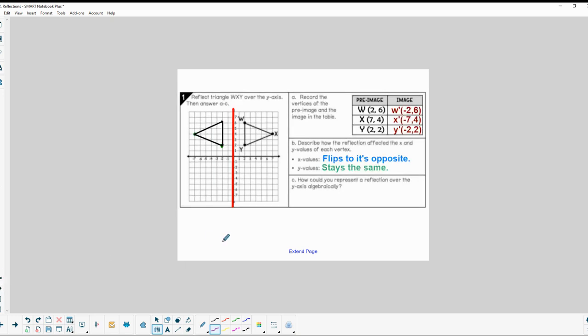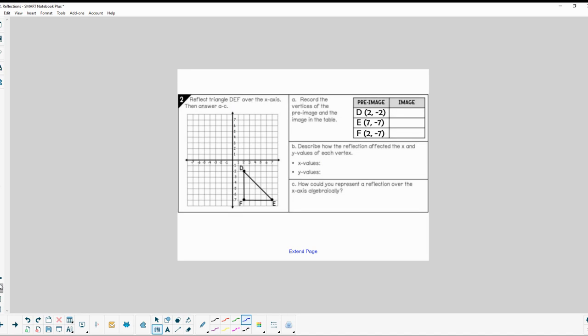So we want to write a rule that could represent the reflection over the y-axis algebraically. So what would that look like? The original x and y value, when you reflect it across the y-axis, changes so that, like we said, the x value becomes its opposite, so minus x, and the y value would stay the same as it started out. So that would be the algebraic rule for a reflection across the y-axis. So pretty easy, right? Okay, the next one.